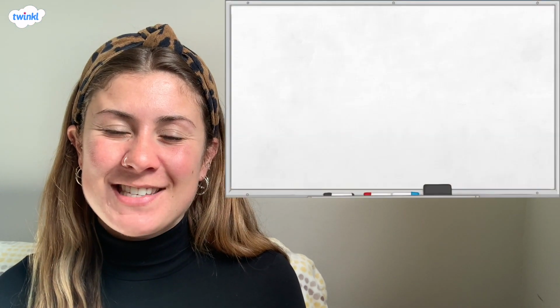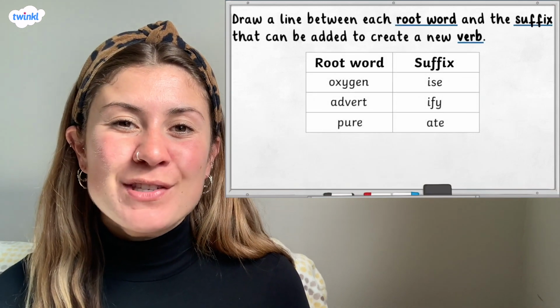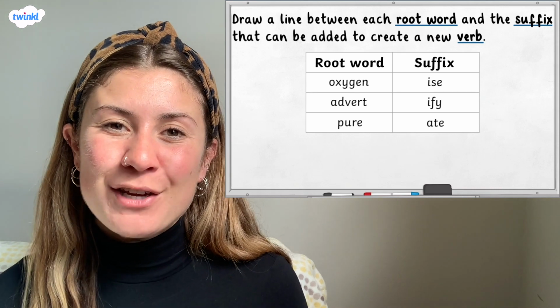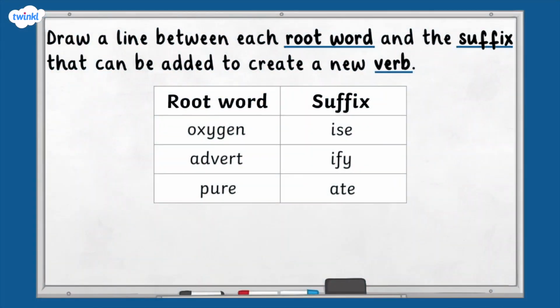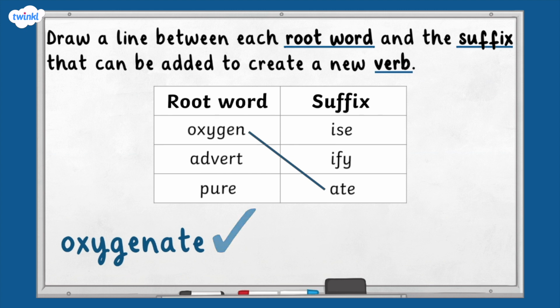Let's take a look at our first question about adding suffixes. For this question, we need to draw a line between each root word and the suffix that can be added to create a new verb. Let's look at oxygen first. Top tip, it helps to read the word with each of the options on the right to see if it sounds right. Oxygenise? No. Oxygenify? No. Oxygenate? Yes. So we draw a line between oxygen and ate.